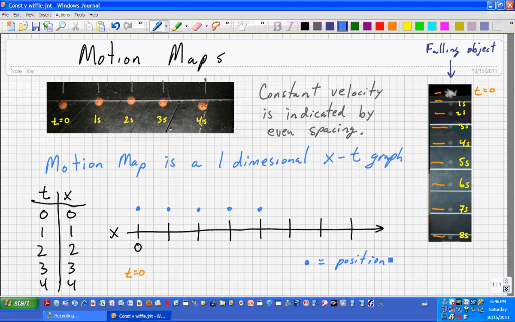There are 3 things that can be represented on a motion map: position, velocity, and acceleration. Well, again, we're not going to get to acceleration yet. That's next unit. We're just talking about something with constant velocity, which is no acceleration. It's not speeding up or slowing down. So we also want to indicate velocity. And velocities are indicated by an arrow.